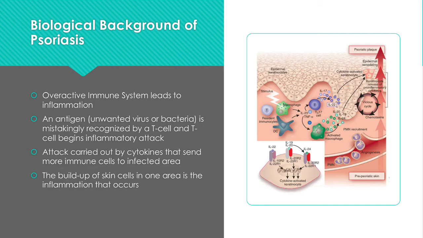In the picture, it's a more detailed representation of what goes on, but you can see the weird cells towards the top right corner. They're labeled the cytokine activated keratinocyte. So these are the different cells that are being sent into the thought to be infected area. But generally this is the process that is undergone when people have psoriasis.